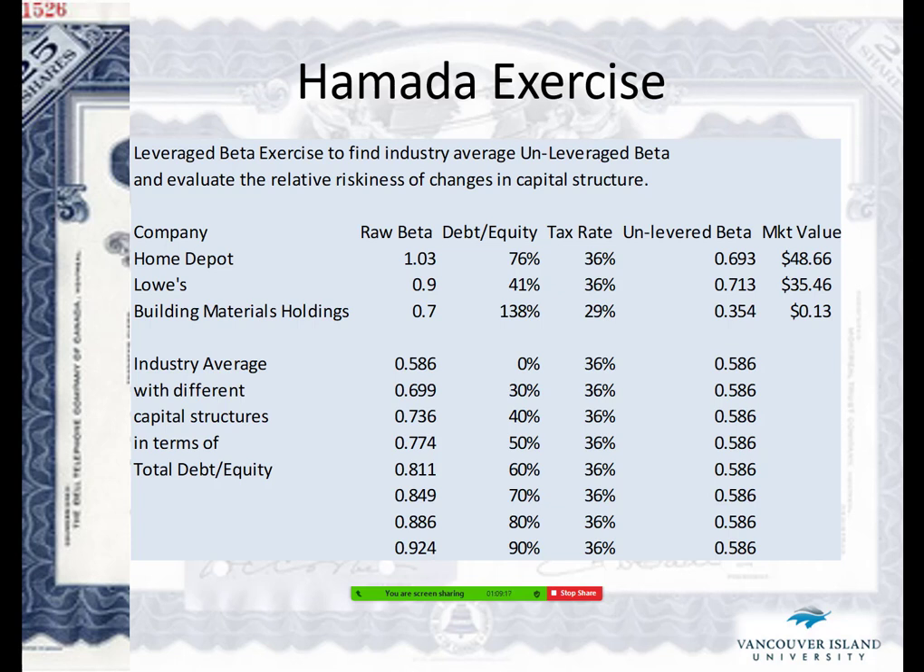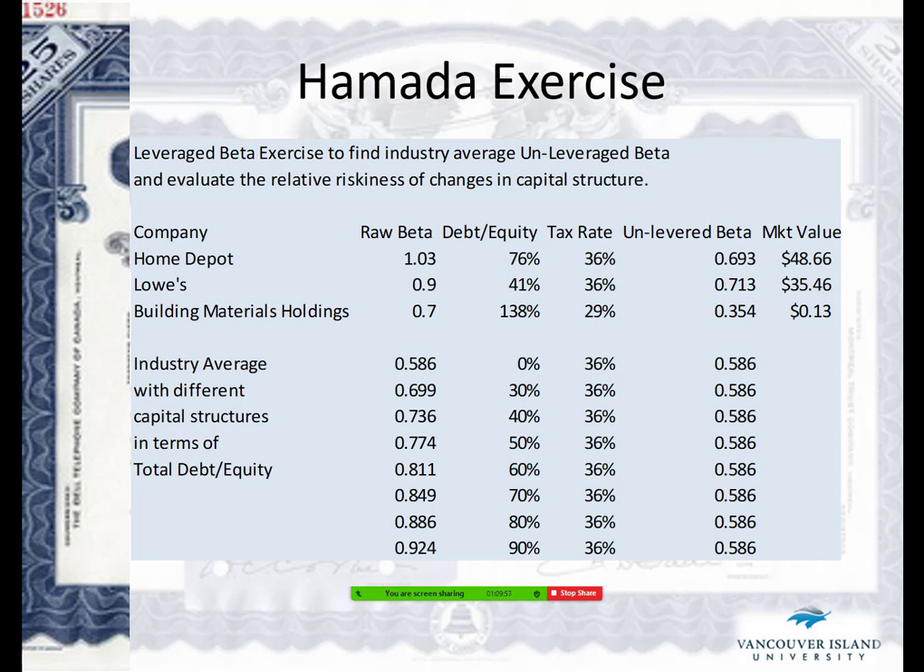The published betas, the raw betas, for these companies are 1.03 for Home Depot, 0.9, and 0.7. We also know the debt to equity ratios for these 3 firms. Home Depot has a 76% debt to equity ratio. Lowe's has 41%, and Building Materials is 138% of their equity. The tax rates differ because they're different size businesses: the bigger ones have a 36% marginal tax rate, and Building Materials has a 29% marginal tax rate.